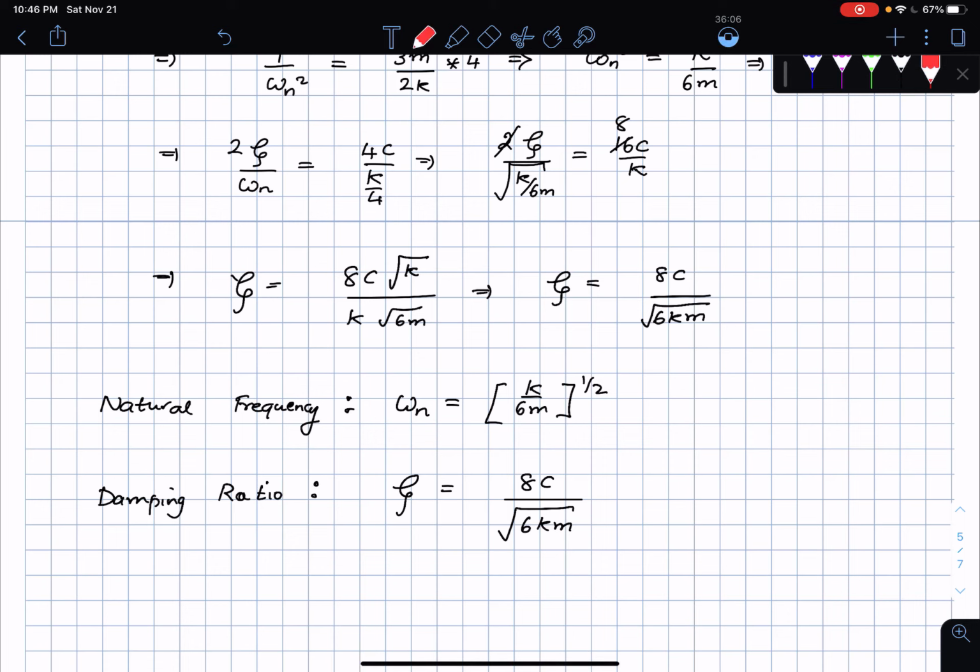And these are properties of the system, so they don't depend upon any of the forcing functions or the forces acting on the body. Whatever the forces acting on the body, if there is a torque or an applied force, it does not matter. These are system properties or system parameters.